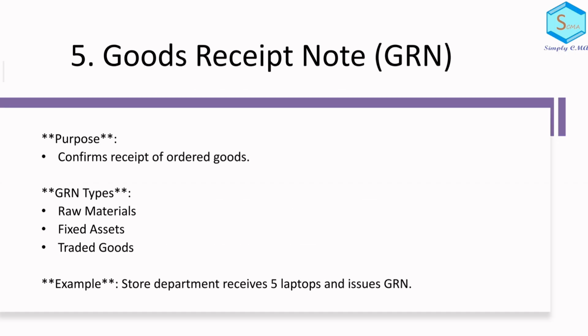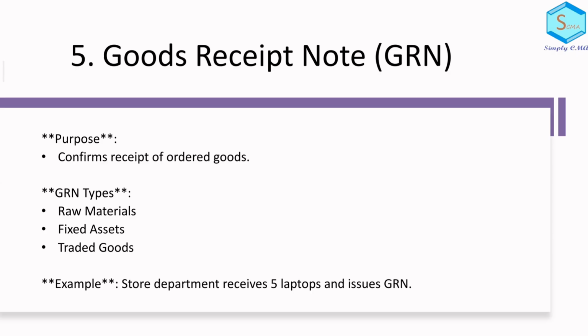Next step is GRN, that is goods received note. When the goods arrive, the receiving team issues GRN to confirm that the delivery matches the PO. Here the role comes of the receiving team, that is the stores department and quality control department. Their role comes here because they will receive the goods from the factory gate to their godown.